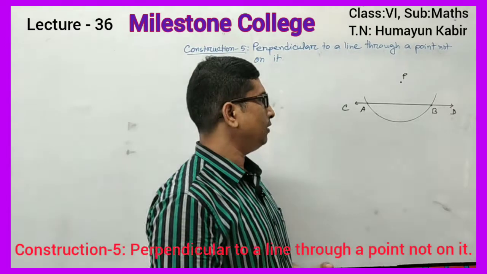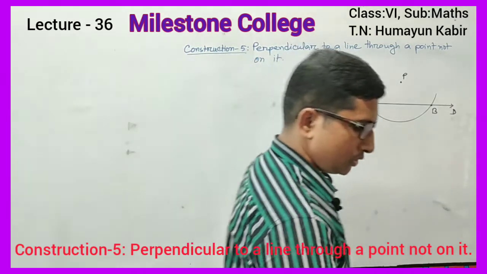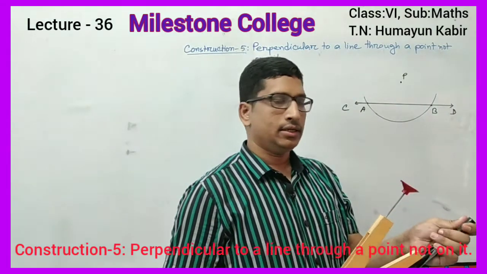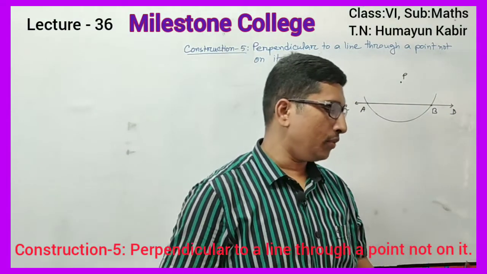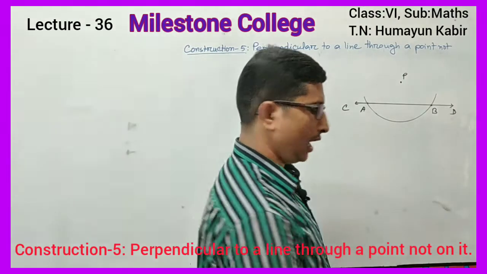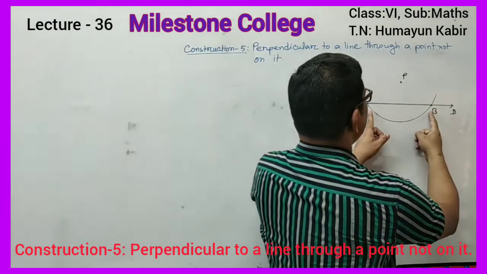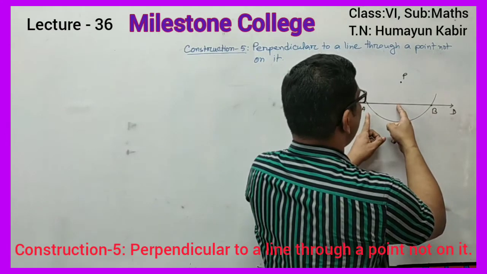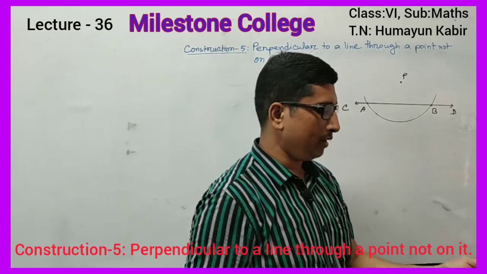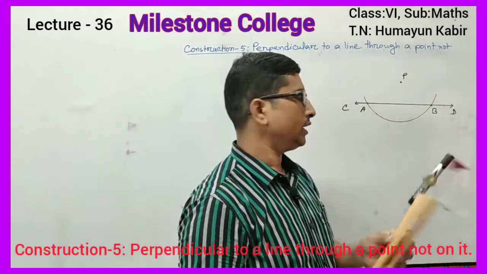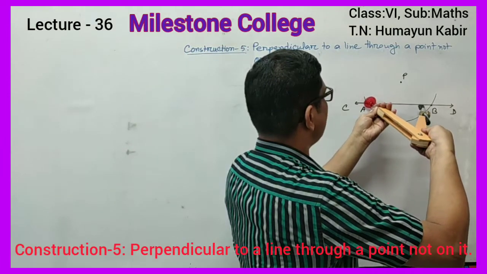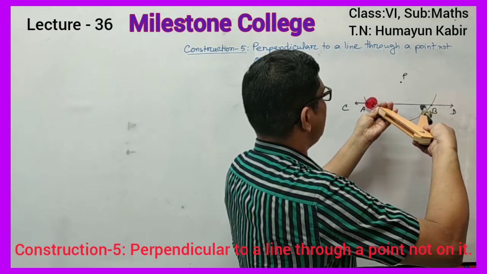Okay, now what will you do here? Taking the radius more than half of AB. Here we have already got AB. Suppose here is half of AB. Now we will take the radius more than half of AB, suppose up to this.